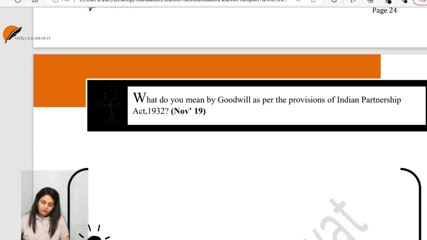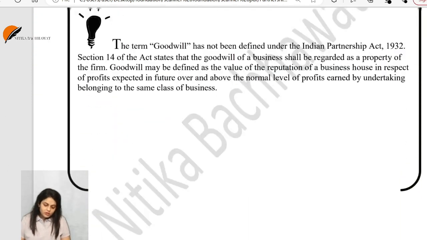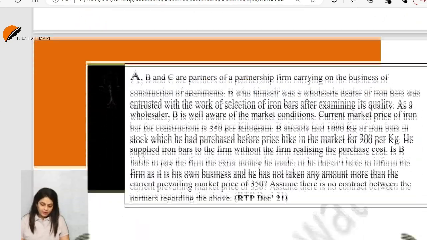What do you mean by goodwill? Goodwill is considered to be a property of the firm subject to a contract between the partners.